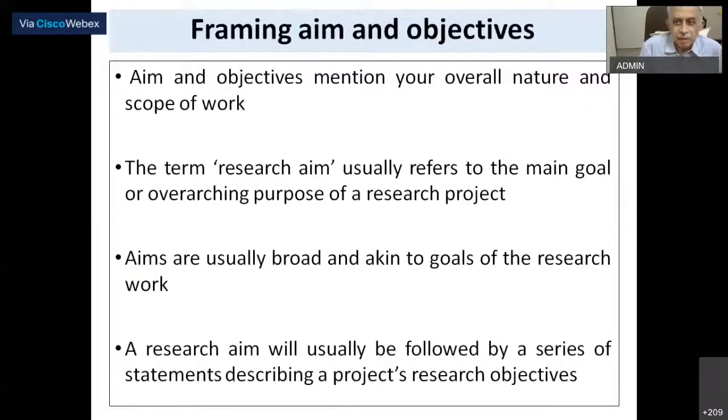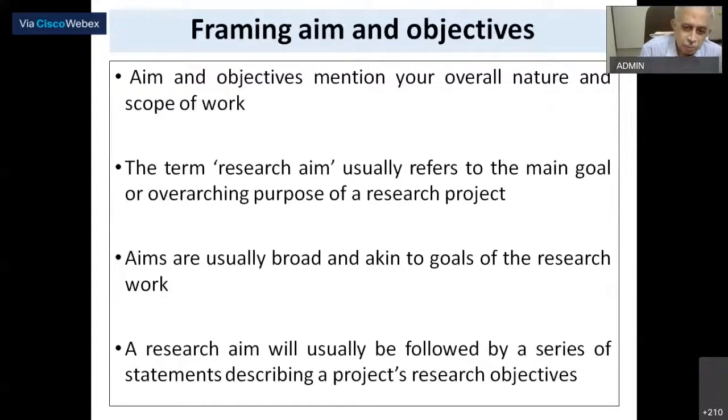Now we are coming to the aim and objectives. Aim and objectives should be more specific. They will define the overall nature and scope of the work. The term research aim usually refers to the main goal or overarching purpose of the research project. So the main goal of your research is the aim. In a research project, you will have one aim, but you may have multiple objectives. The aim will be one.